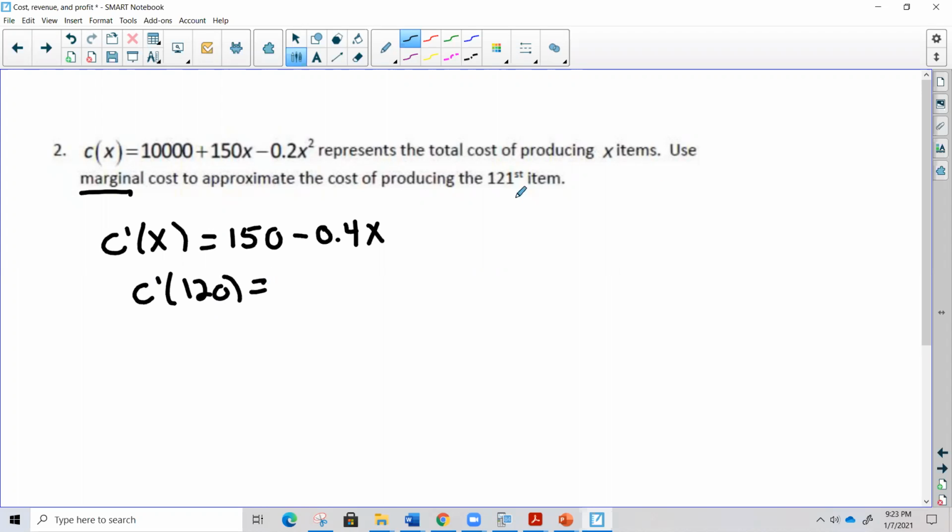120. Okay, so I want the 121st item. C prime of 120 finds the cost of producing the next item. So we're saying we already produced 120 items. The cost of producing the next item, which is the 121st item, is the C prime of 120. So you always do one unit before what they're asking for. So this would be 150 minus 0.4 times 120. And that also gives me 102.